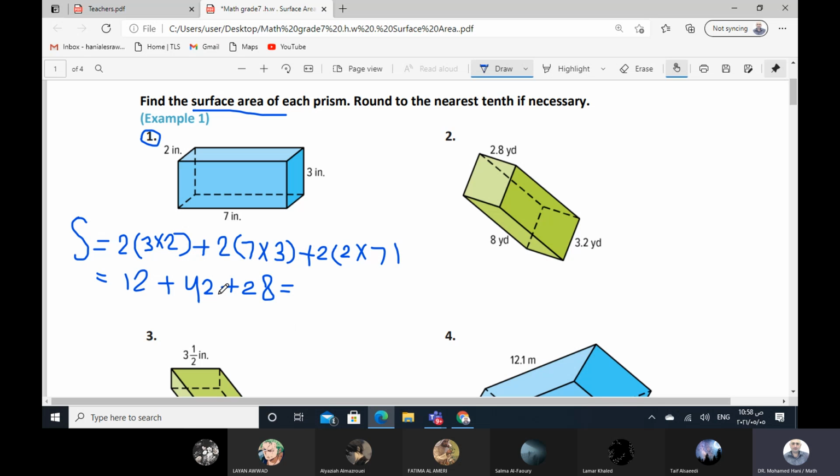Now we can add. We have 12 plus 42 plus 28. So the answer will be 82 inch squared. Who has any question here? No questions. Mister, can I go to the bathroom? Okay, you can.